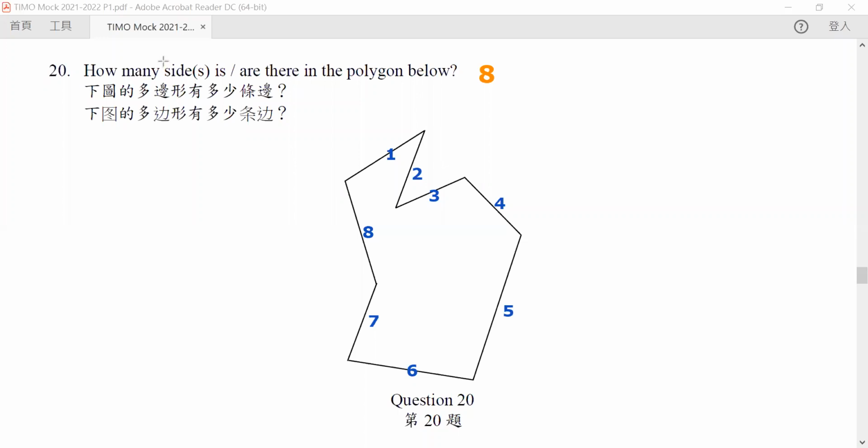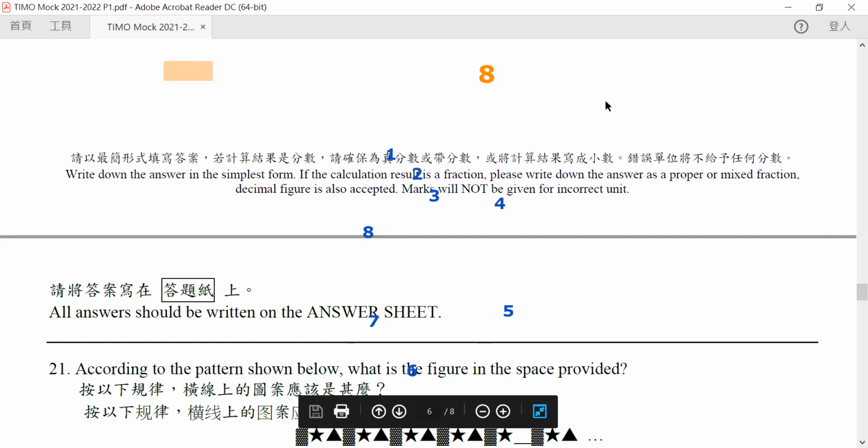Again, please do not think that we do not count in mathematics. In fact, we count a lot in mathematics. So sometimes when the diagram is simple, it is much easier for us to simply count it by hand. Okay, so this is the answer for our question 20. In here, we just count each side one by one. Okay, so let's go to our question 21.